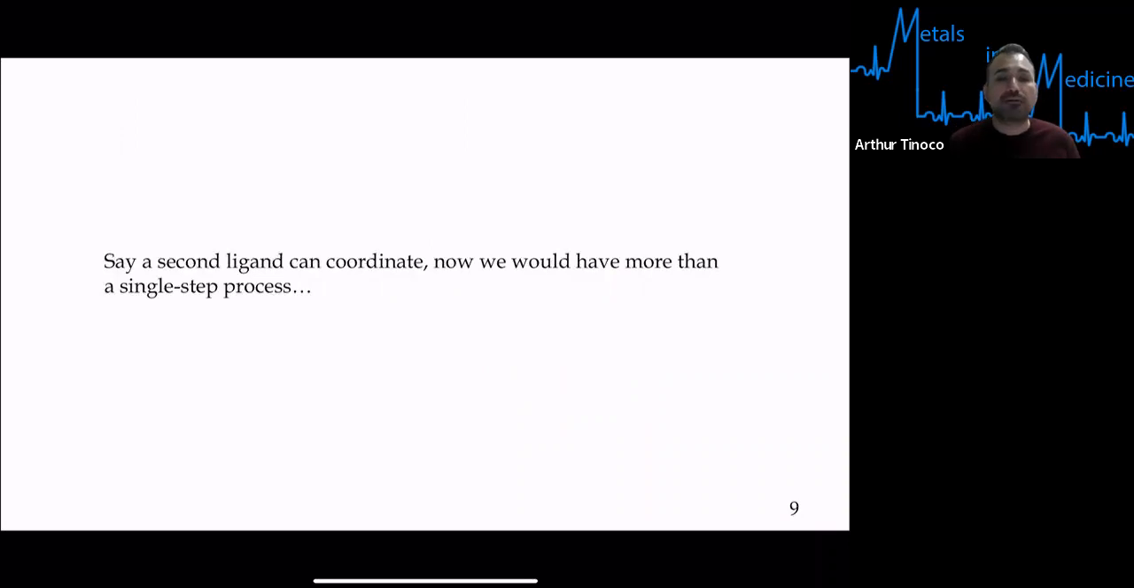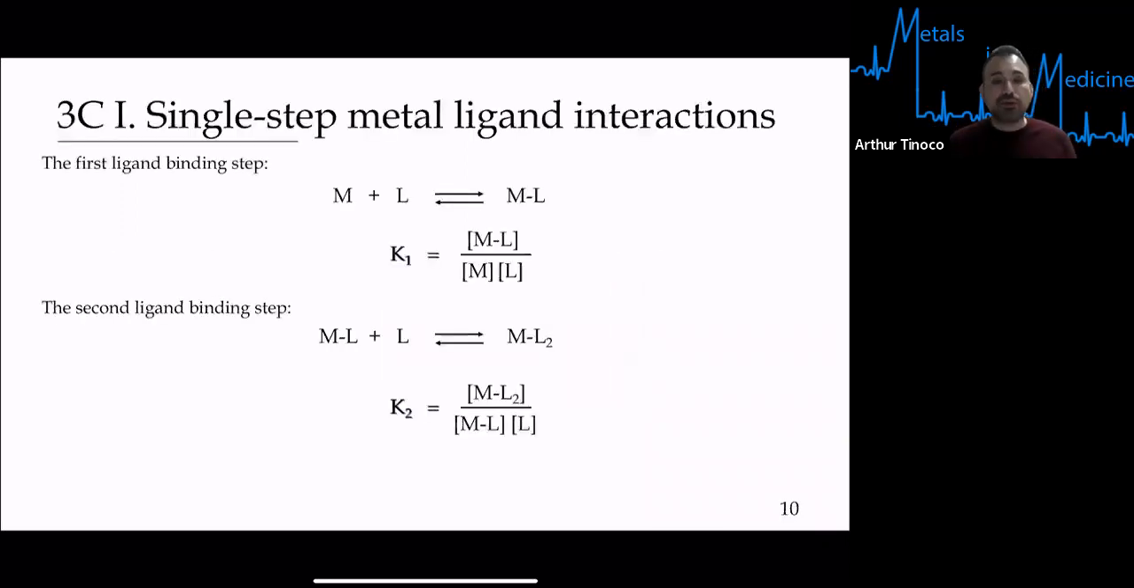But now let's imagine that we have a second ligand that's going to coordinate to the metal center. How do we represent this in terms of a single step process? Let's break this down. We have that first ligand bound to the metal, and we will define that as the first step, which is K1 in this context.